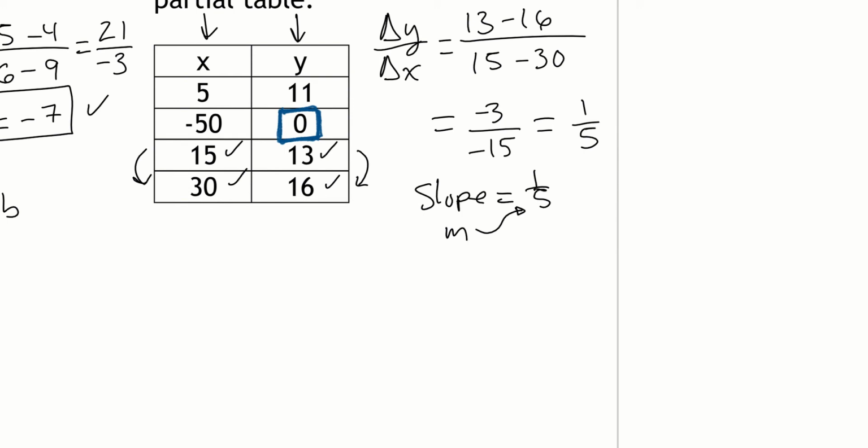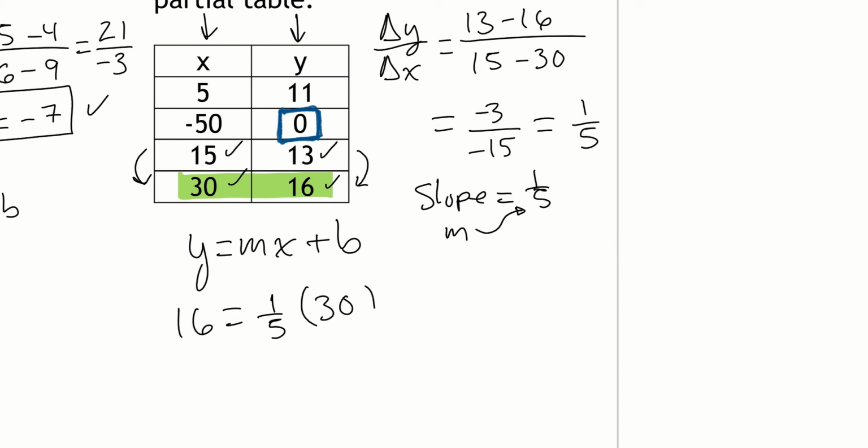I'll use, it literally doesn't matter, I'll use this last point, 30, 16. And then I'll write it again, y equals mx plus b. I'm just memorizing this, practicing this, rehearsing this. My y value is 16. And I've got m, which is 1/5 times x, and then plus b. 1/5 of 30 is the number 6, so this becomes 16 equals 6 plus b.